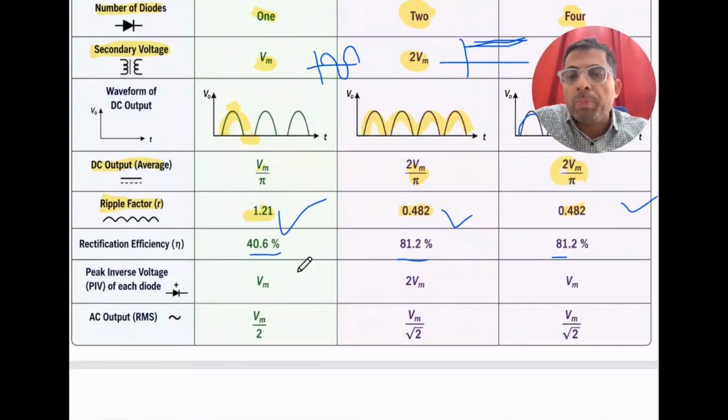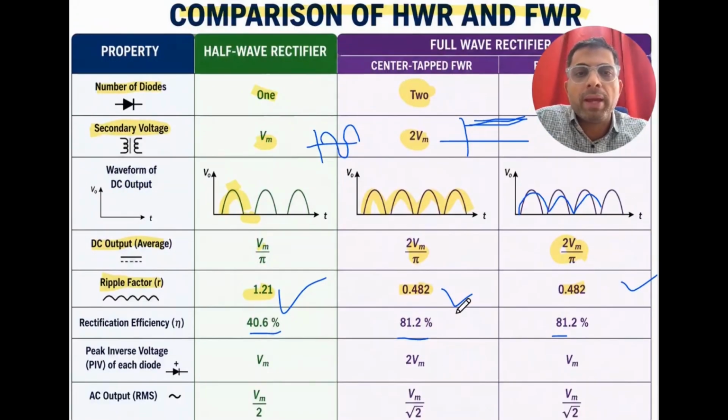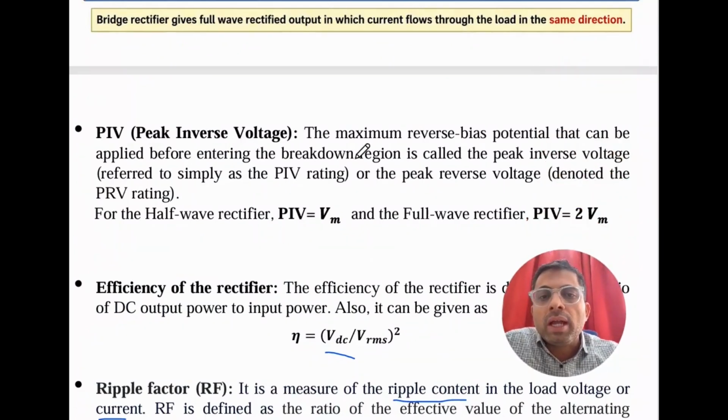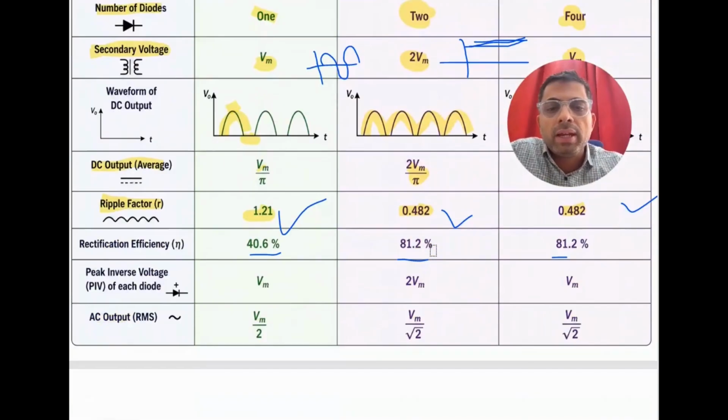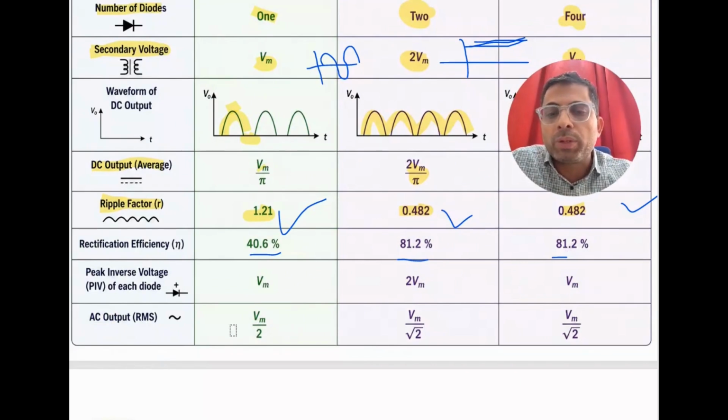Okay. Now peak inverse voltage, very important. So यहाँ पे क्या है, half wave में Vm, यहाँ पे 2Vm, यहाँ पे Vm. Okay. तो peak inverse voltage क्या है? The maximum reverse bias potential that can be applied before entering the breakdown region, it's called a peak inverse voltage. Okay. तो इसकी वैल्यू क्या है पीक इनवर्स की? हाफ वेव रेक्टिफायर में Vm और फुल वेव रेक्टिफायर में it is 2Vm, ब्रिज वेव में भी Vm. राइट नाउ AC आउटपुट इज व्हाट? Vm by 2, Vm by root 2 and Vm by 2.